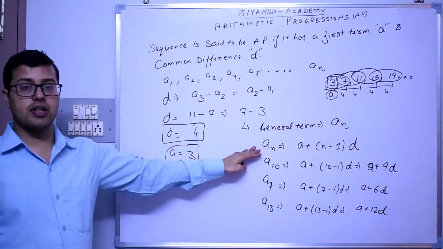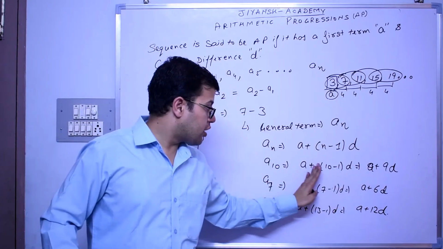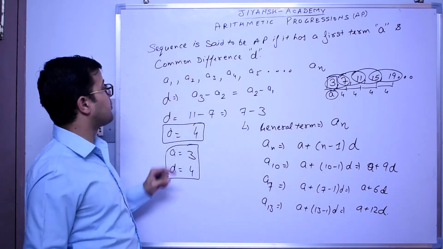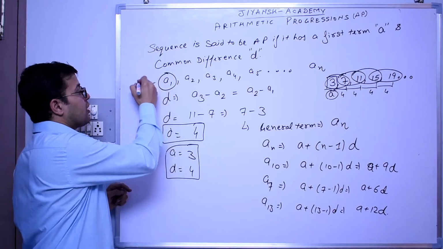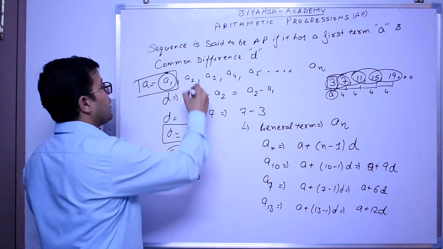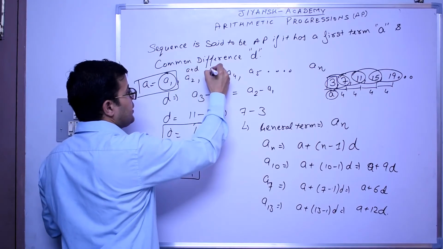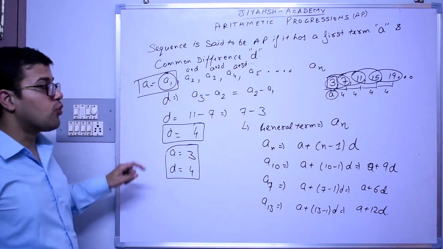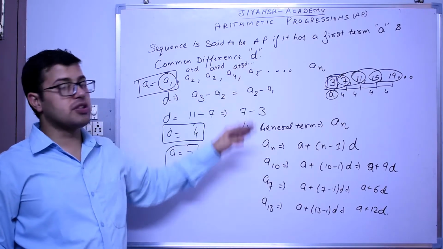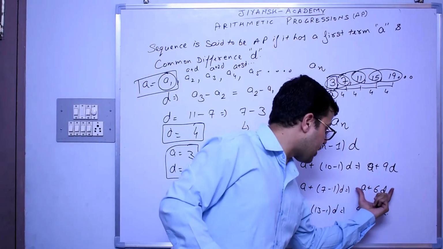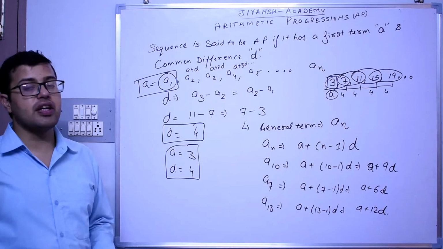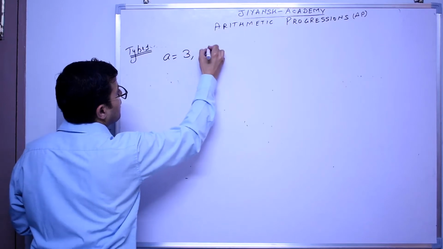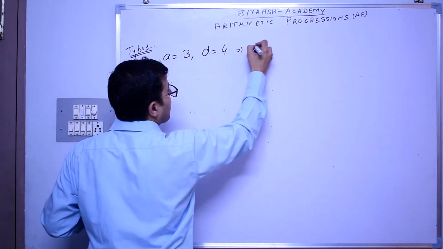So whatever the term is, the coefficient of D will be 1 less than the n. So for AN it is this term. A1 can be written as A. A1 or A is one and the same thing. A2 will be A plus D. A3 will be A plus 2D. A4 will be A plus 3D and so on. So whatever the term is, you just have to mention it in this form. Once you are able to write the terms in this form, it is very easy to solve the questions for AP.